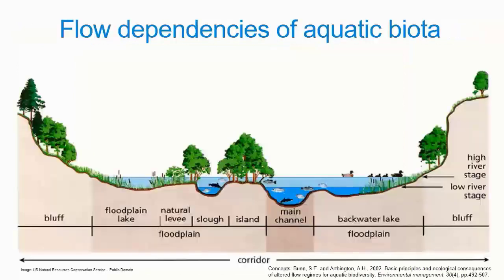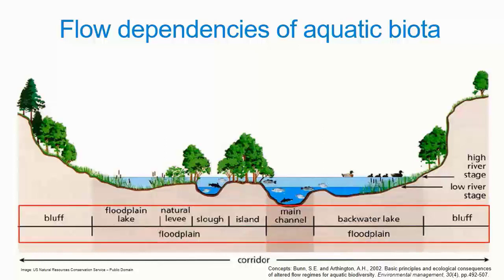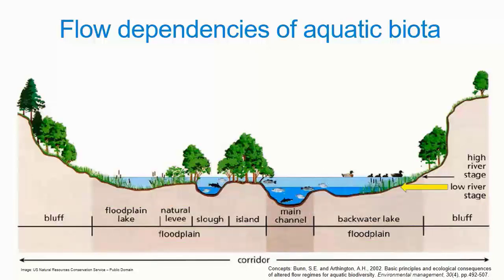Now let's look a little closer at the relationships between flow variability and aquatic biota. Consider this cross-section of a river corridor showing a variety of different habitats created by the river flows. Each of these habitats may have special characteristics of ecological importance for feeding, shelter, and reproduction, especially to highly mobile organisms like fish, birds, and insects. During low river stage, available aquatic habitats are confined to the main and perhaps secondary river channels, as well as backwater lakes near the channel.